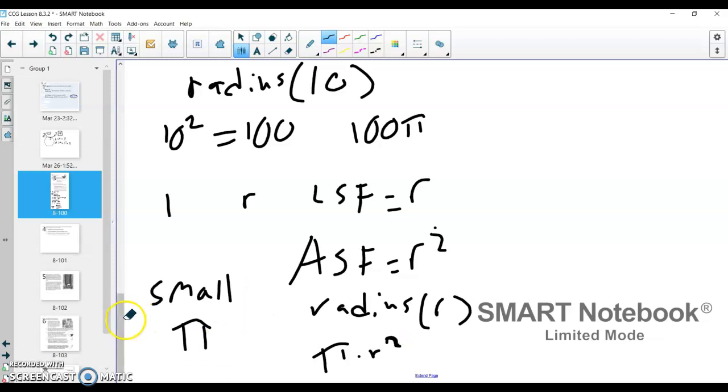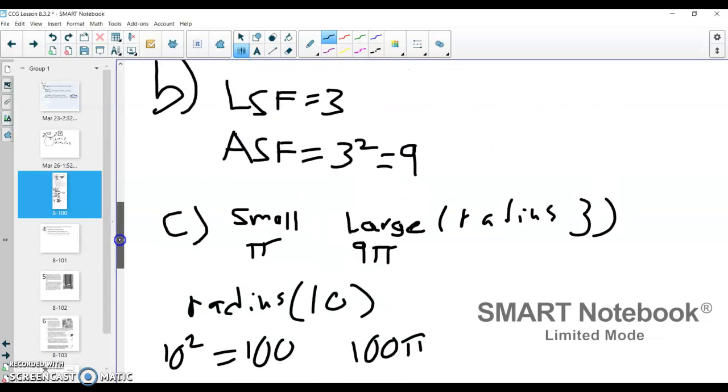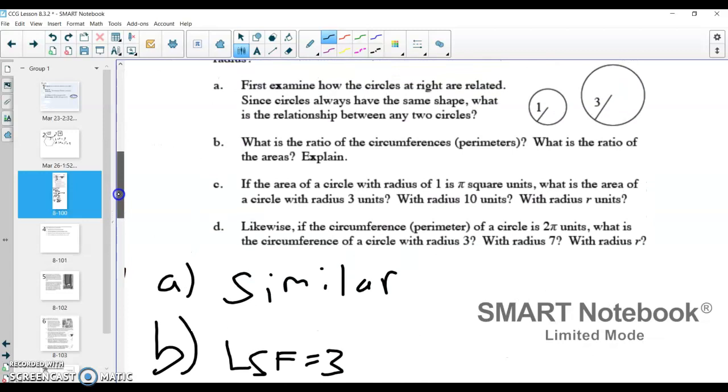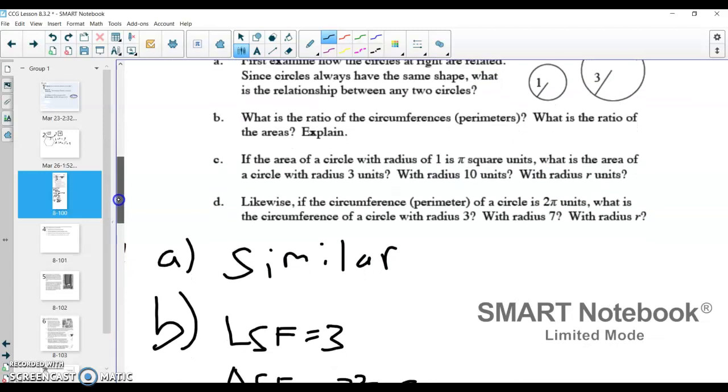All right, and that one we'll be using quite a bit. So this equation here, even though it's written really poorly, that equation will always come back around. Pi times r squared is how we can find the area of any circle. All right, so we'll move into part D. And that big idea in C is to just realize that we can still use the idea of area scale factor to grow our circles.